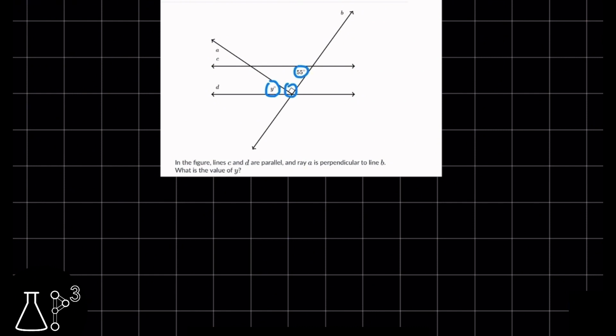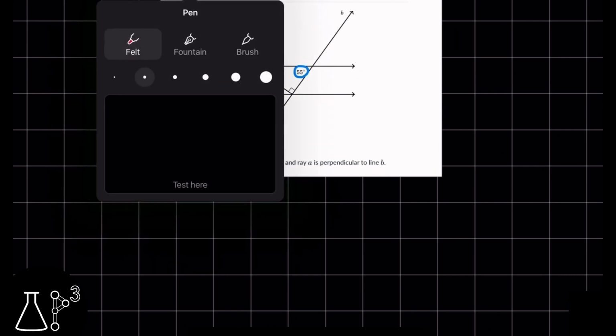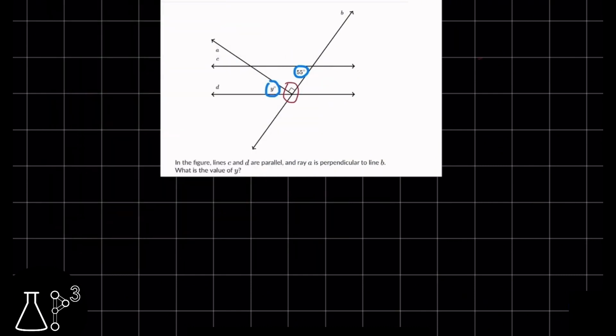So we can already assume that the right triangle over here has a 90 degree angle. At this angle over here, if we do 90 plus 55, that equals 145. And because in a triangle the angles always add up to 180, we do 180 minus 145, we get 35. So that is our answer over here.